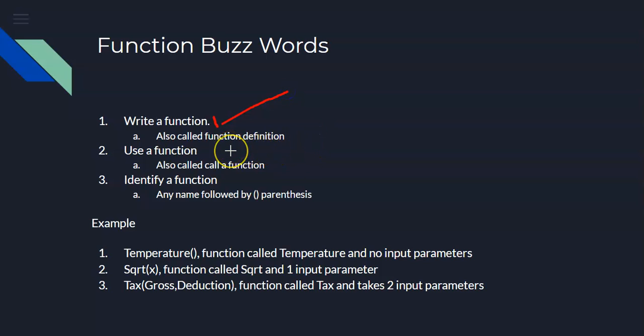Write a function is also called a function definition. In most programming books you'll come across this buzzword, function definition. So function definition means writing a function. Again, these definitions or sentences I put here are at an early stage, so you just have to remember these at this moment. Gradually, when we do lots of programming, you'll have a better, different way of defining these buzzwords.